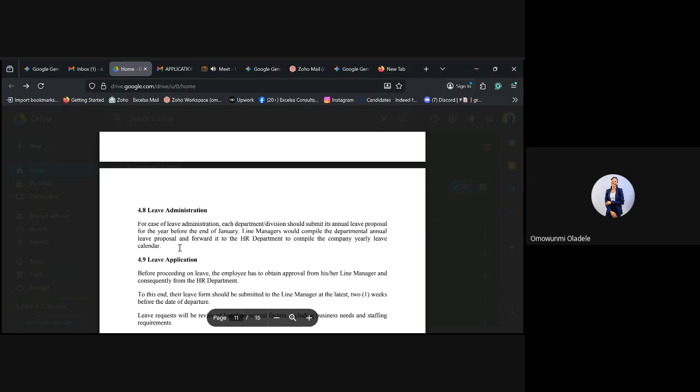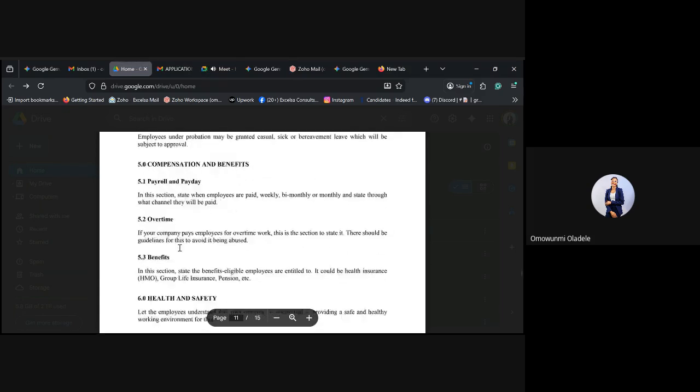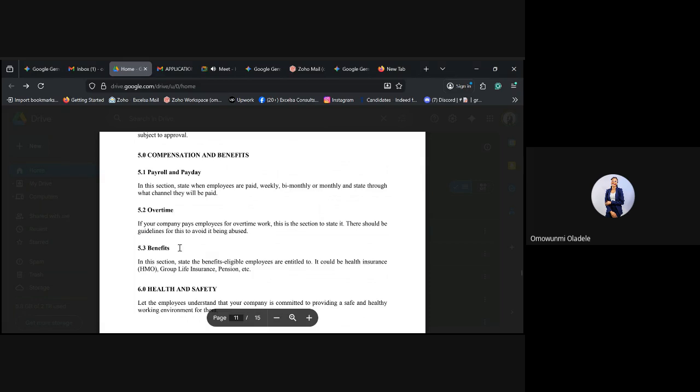Some people need to send an email, attaching a letter and asking for approval before they can proceed on leave. Compensation and benefits: you also need to state how you do your payroll. You do not need to go into the nitty-gritty, but do you pay weekly? Do you pay bi-weekly? Do you pay monthly? You also need to state through what channel they will be paid.